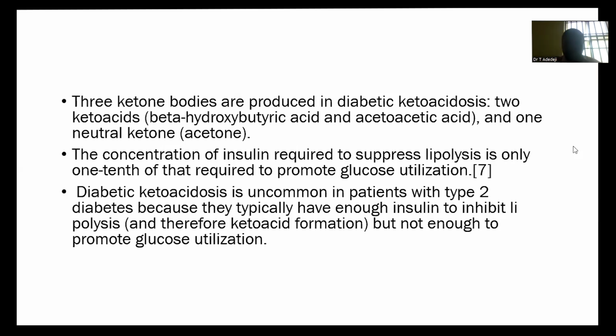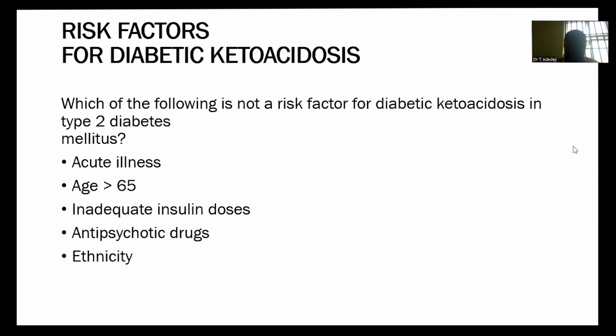The concentration of insulin required to suppress lipolysis is only 1/10 of that amount that is required to promote glucose utilization. Thus, diabetic ketoacidosis is uncommon in patients with type 2 diabetes because they typically have enough insulin to inhibit lipolysis, and therefore they inhibit ketoacid formation, but they do not have enough insulin to promote glucose use in the systemic milieu.